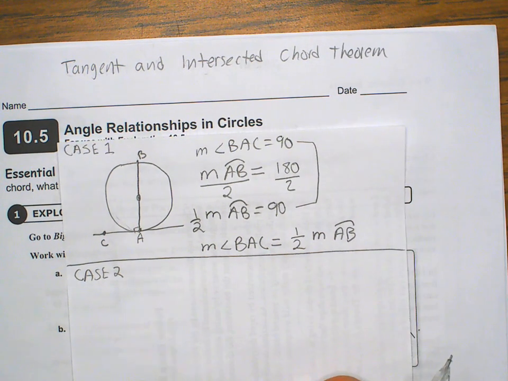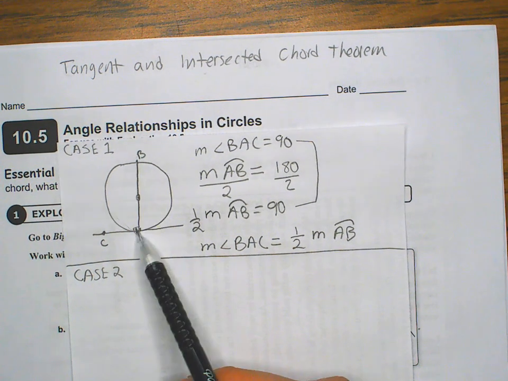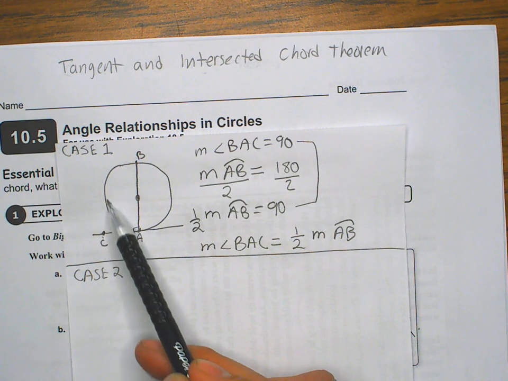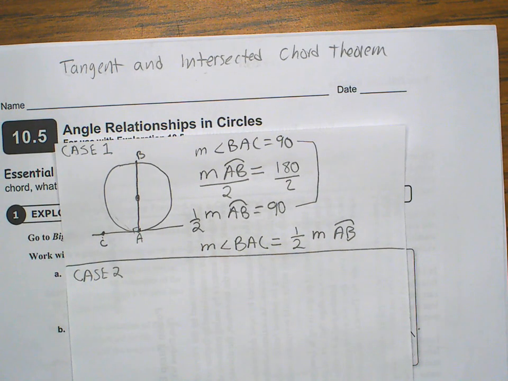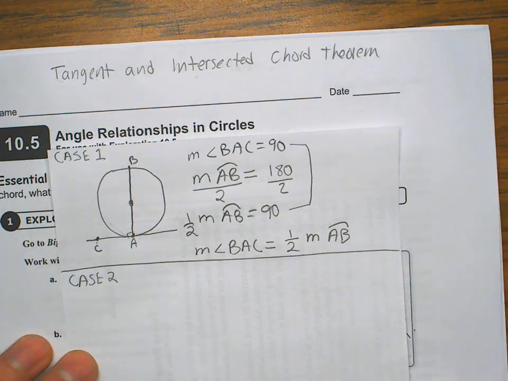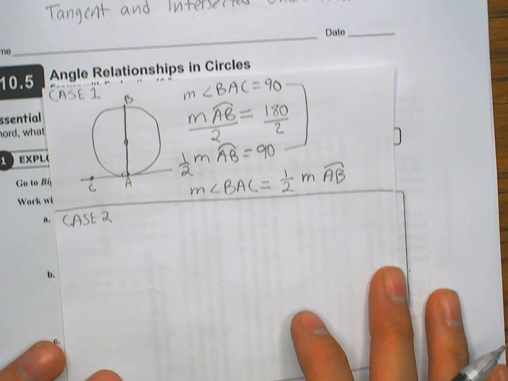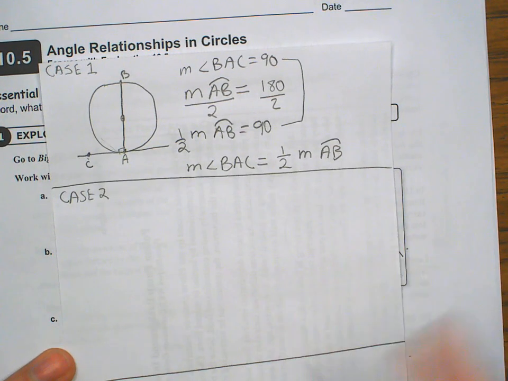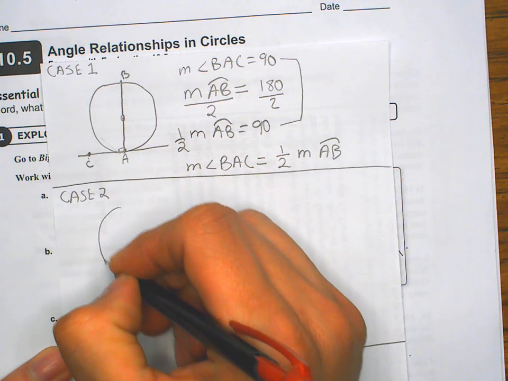Okay, take a close look at that. So therefore, angle BAC is going to be half the measure of arc AB. And we are going to use this in the second scenario because here the center was on the angle. In this next scenario, the center is going to be inside the circle. So let me go ahead and draw that.